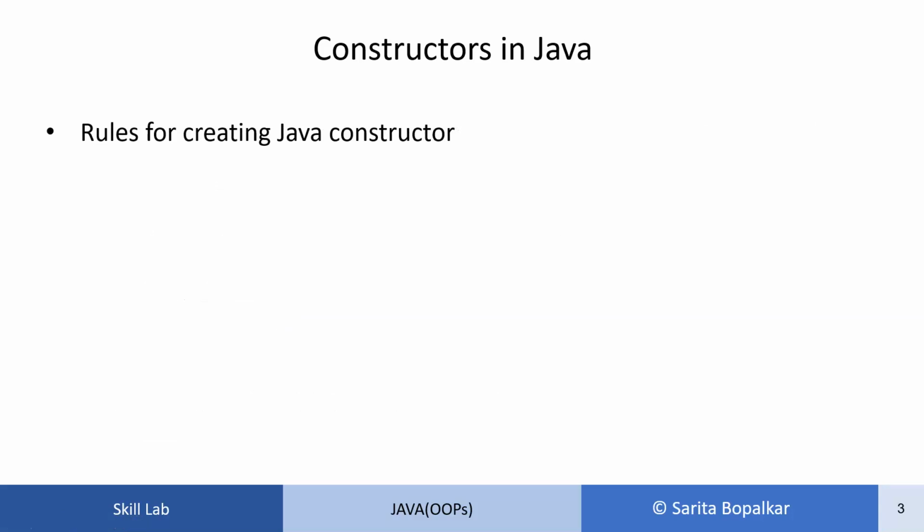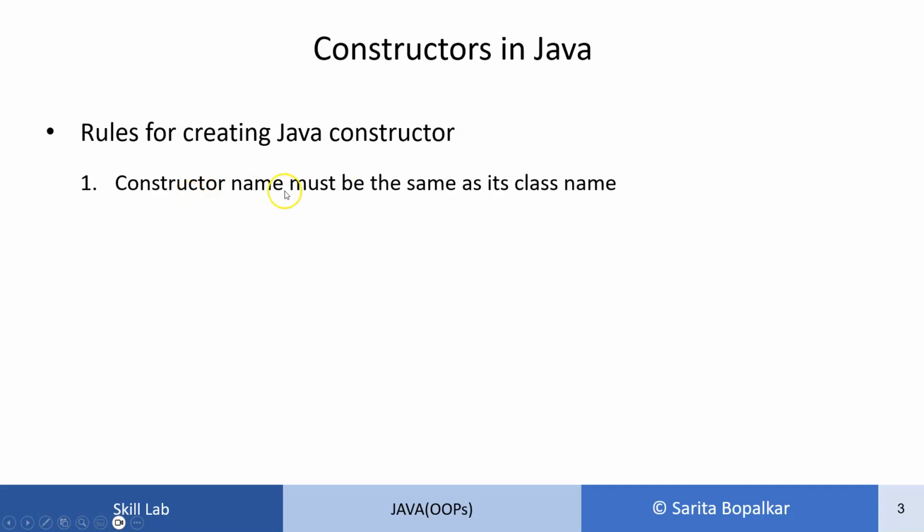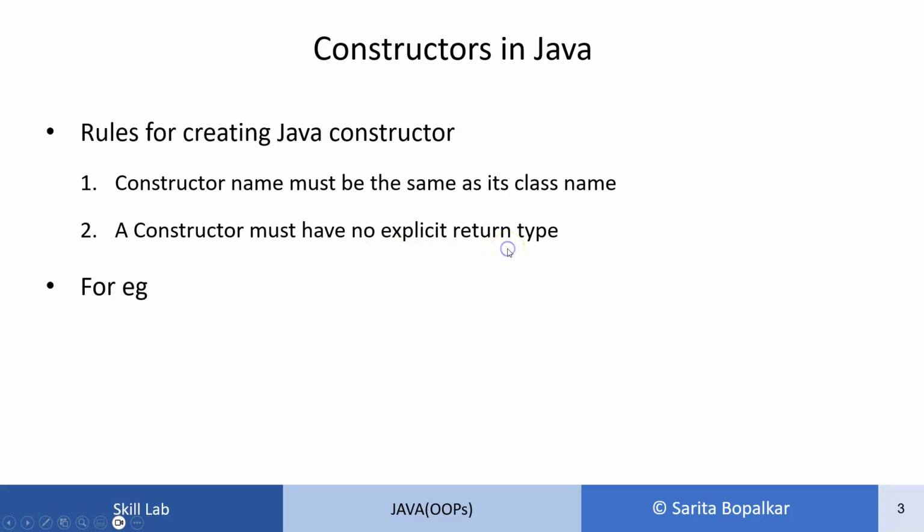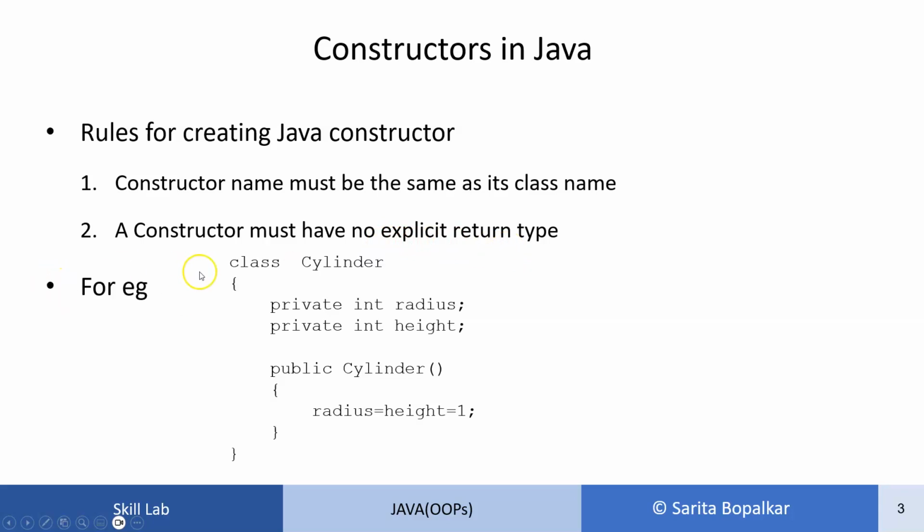Now let's see the rules for creating a Java constructor. First rule, the constructor name must be the same as its class name. And the second rule is a constructor must have no explicit return type. For example, here I have taken class Cylinder. Radius and height are members of the class, and this public Cylinder is a constructor which I am using to initialize the values of radius and height whenever I create the object of this class.